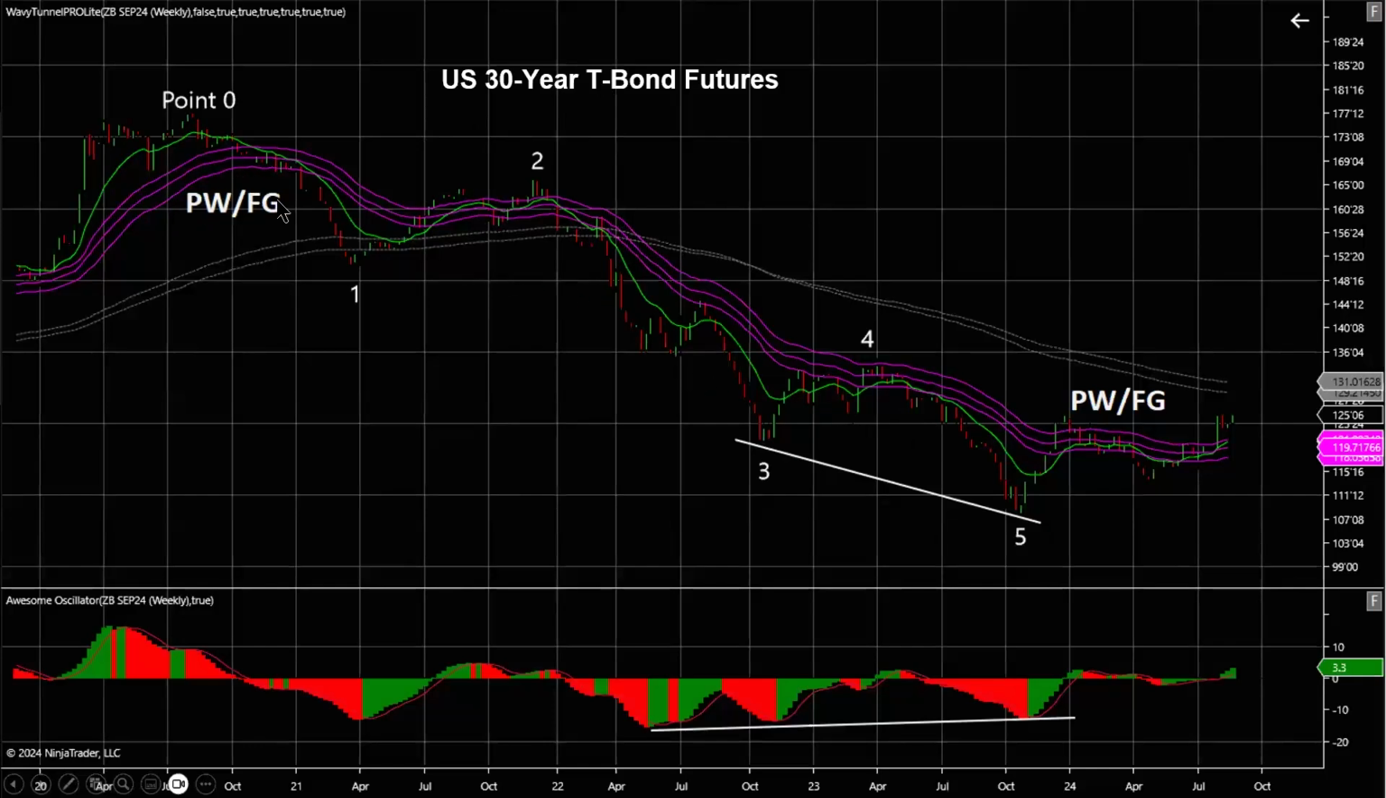So the price to wave fill the gap takes us from point 0 down to the tunnel. That's where it takes us. And we see this at the beginning of the move and at the end of the move. Okay. Then we have a 5-wave sequence, and we have divergence in the awesome oscillator. That's how we're able to label our 5-wave sequence.